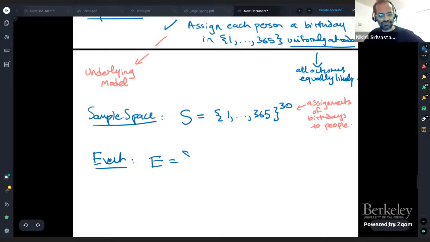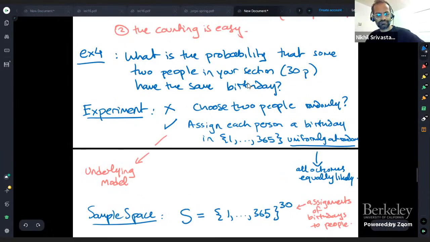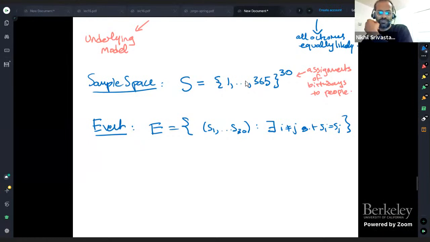Well, E, so this is the set of all, I guess, assignments of birthdays such that 2 of them are the same, right? Such that there exists some i not equal to j, such that Si equals Sj. So there exists some 2 people with the same birthday.